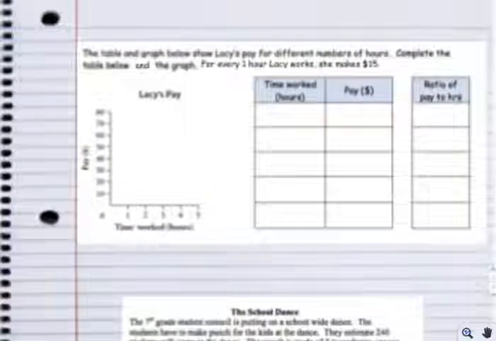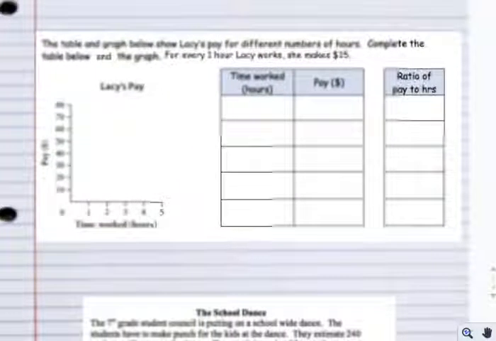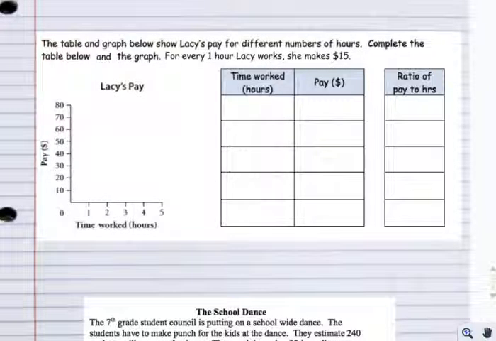So at the very top of your page, you should have the first set of data, and it says the table and graph below show Lacey's pay for different number of hours. Complete the table and the graph. For every 1 hour Lacey works, she makes $15.